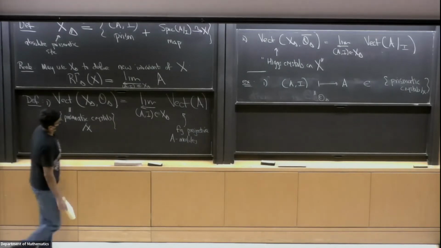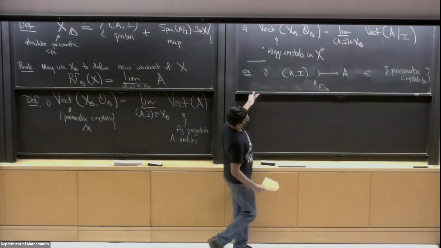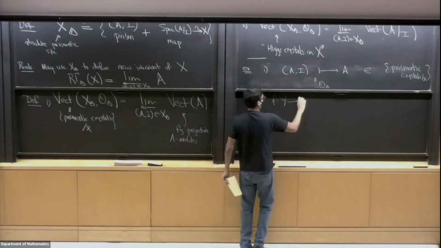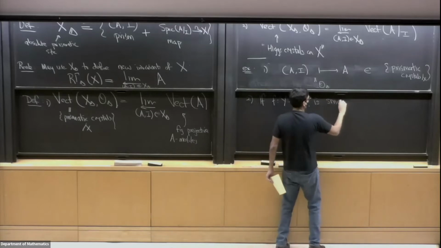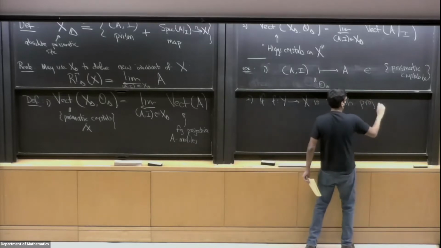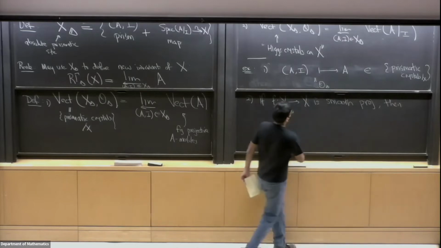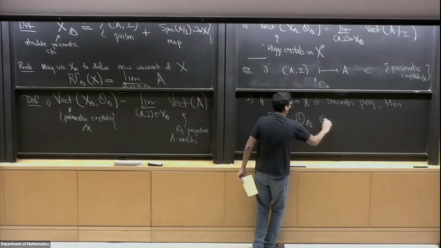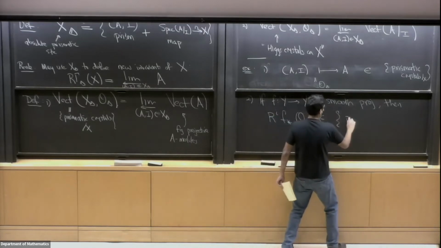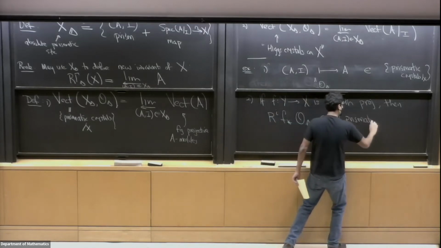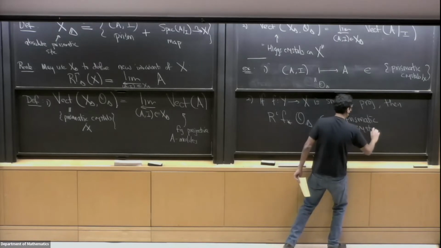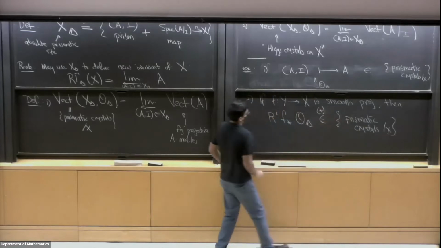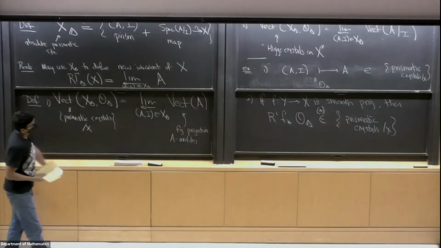And then the second example is that you can sort of push this around whenever you have a smooth projective morphism. So f from Y to X is smooth and projective. Then these push forwards are usually prismatic crystals. So let me put a little star over here. The star is there due to torsion phenomena.